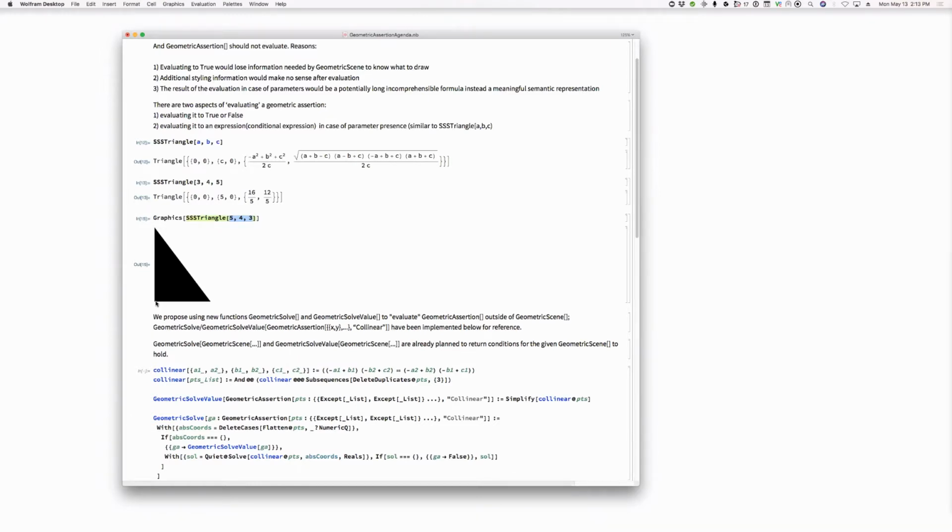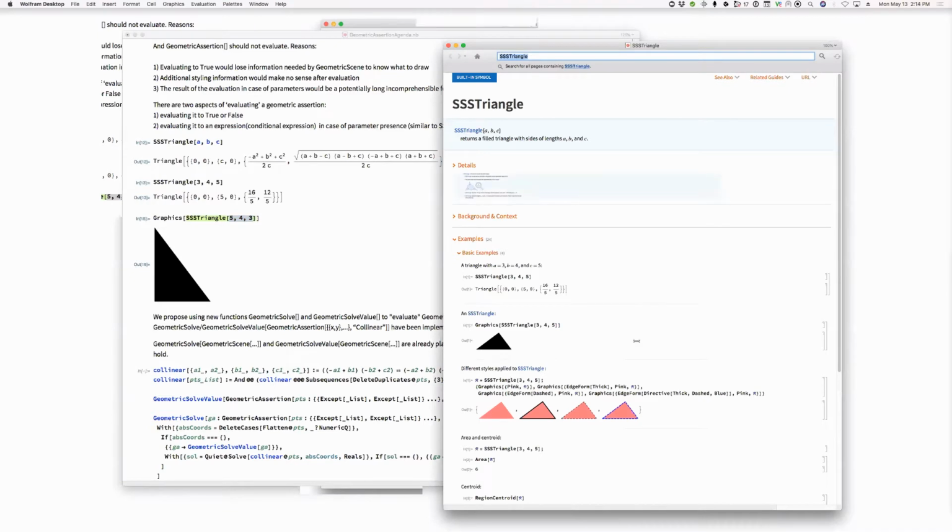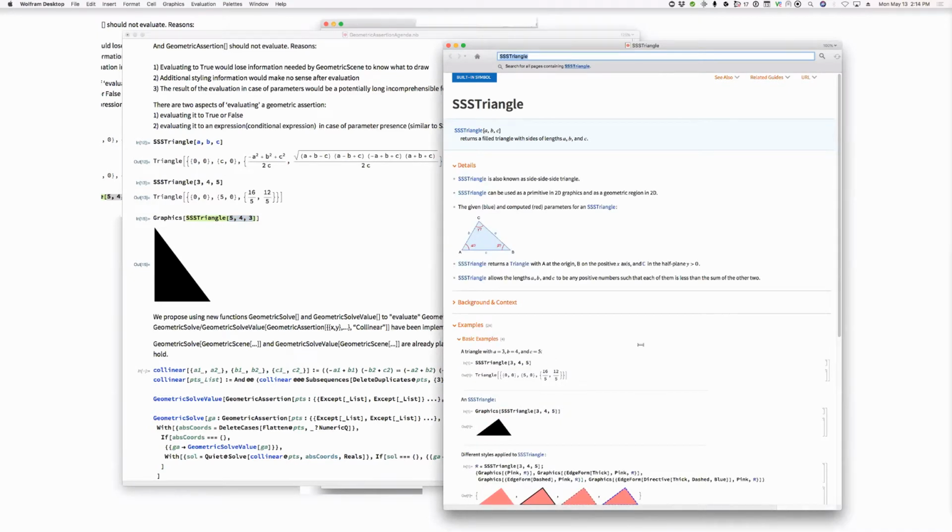So look at the ref page. There's still a bunch of normalizations it needs to do. Like it has to put it somewhere. It has to pick an orientation. Yeah. With A at the origin. A, which is adjacent, which is the opposite angle to that. Okay. I get it. A little odd, but yeah, I get it.